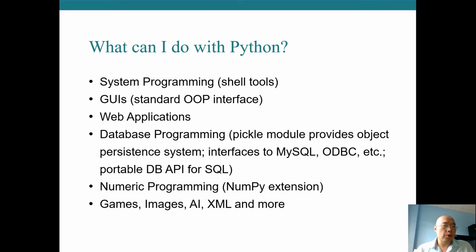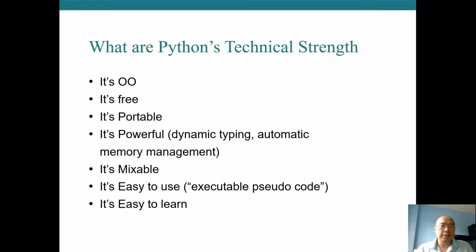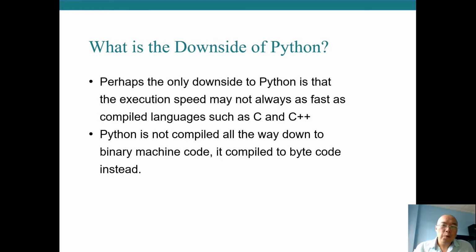So that's also important. And what can I do with Python? The answer is you can do pretty much everything, from low-level shell tools to high-level things like databases or gaming. You can do almost everything using Python. So it seems that Python is cool, right? Python is object-oriented, free, portable, powerful, mixable, and easy to use and easy to learn. Isn't that good?